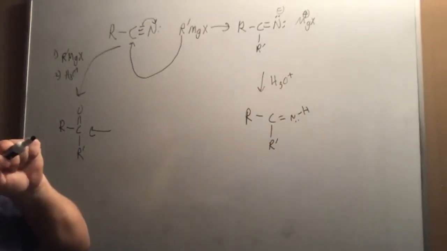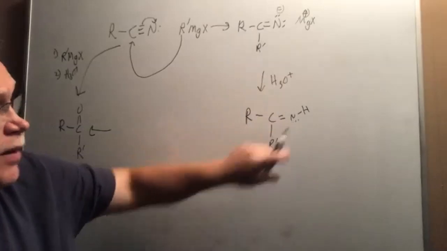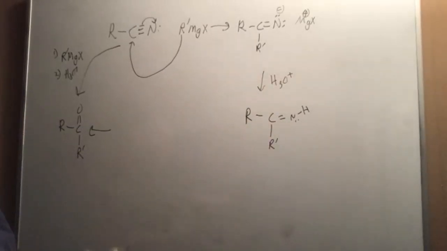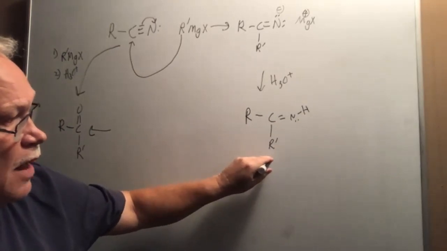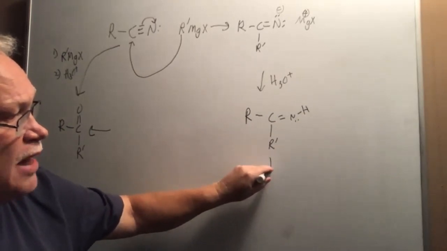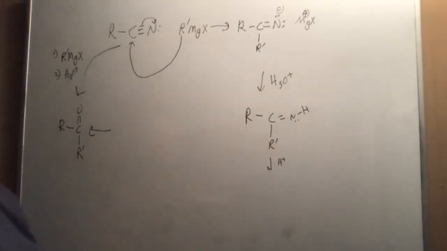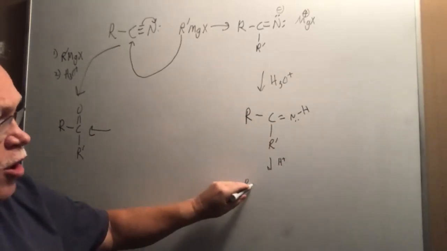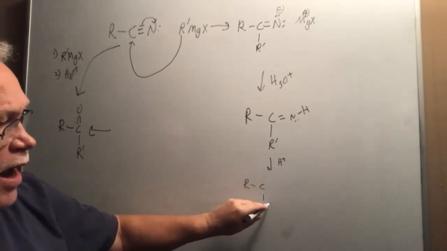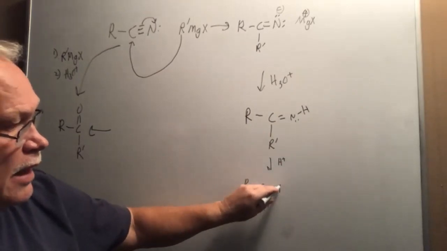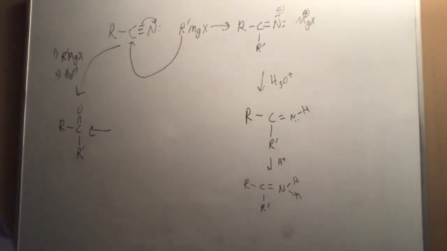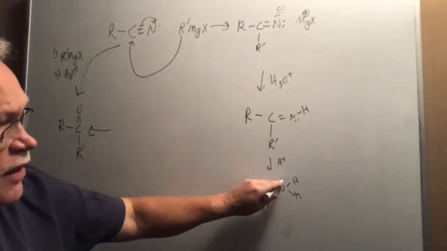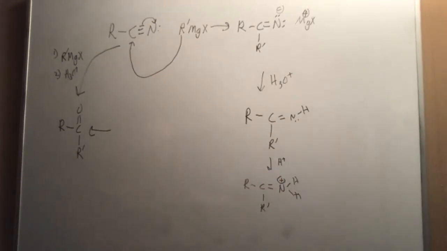So, excuse me, we protonated to go from here to here. Now let's see what else we can do. We can take this and we can protonate again. So watch what happens. R, C, R prime, N, H, H with a double bond. Now the N becomes positive. Now watch what happens next.